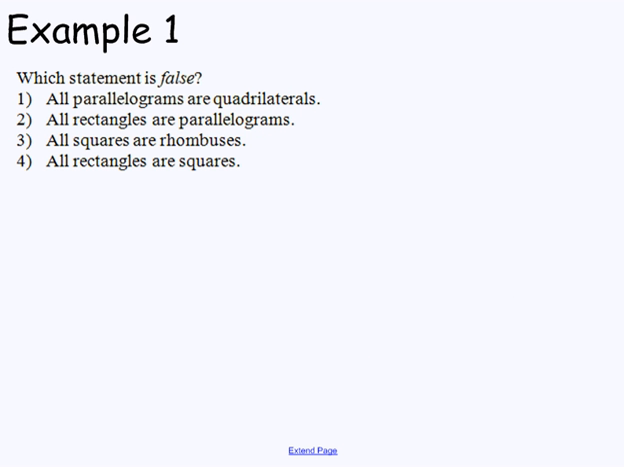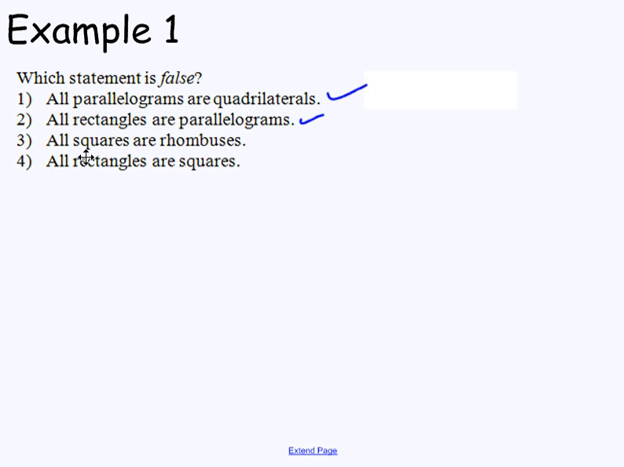Example 1, which statement is false? All parallelograms are quadrilaterals. Yes, that's true. All parallelograms have 4 sides. All rectangles are parallelograms. Yes, that's true.